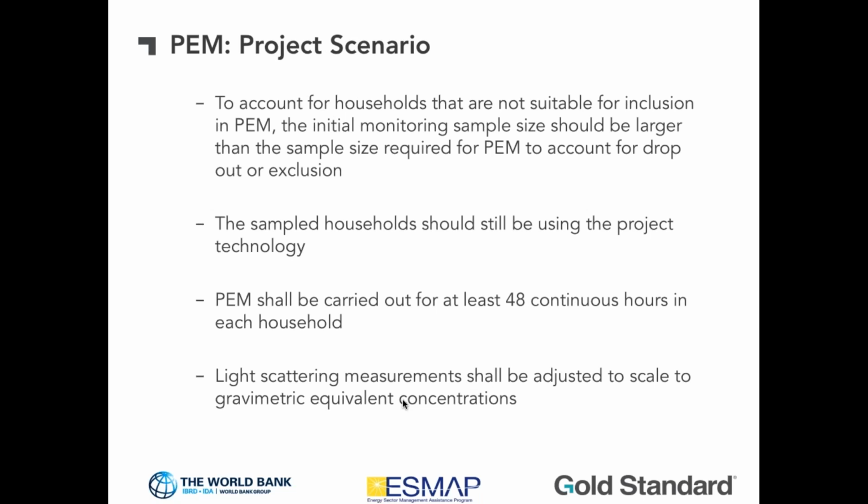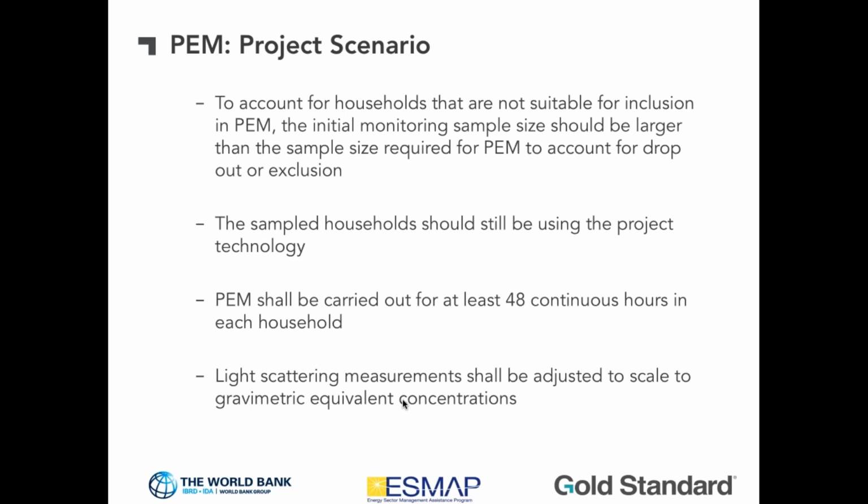In the project scenario, again, the minimum sample size is 30 for measuring the exposures, and it's possible that when you choose 30 households for sampling, some of the households may drop off for some reason. So it is always advisable to have a bigger than 30 sample size, so that you will at least get 30 households for your actual exposure monitoring. So this applies to both baseline and the project scenario.